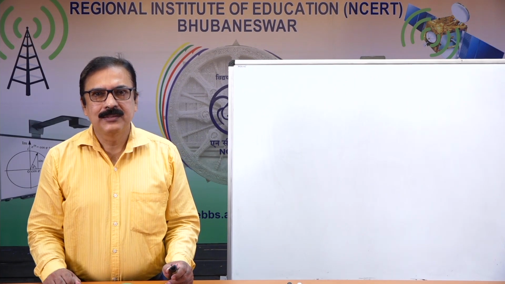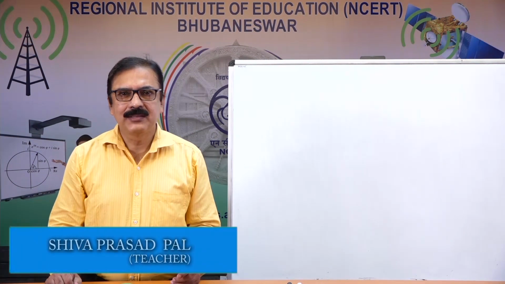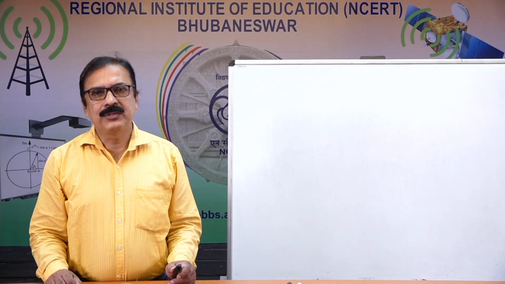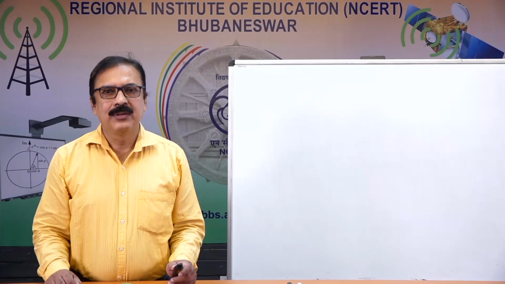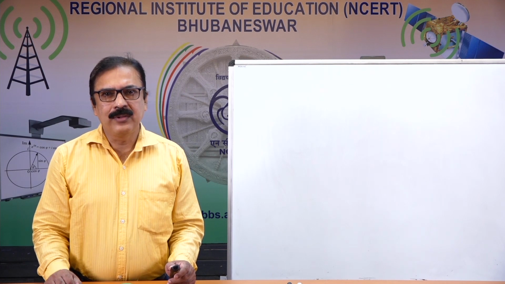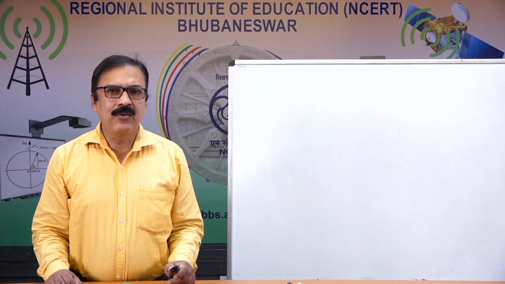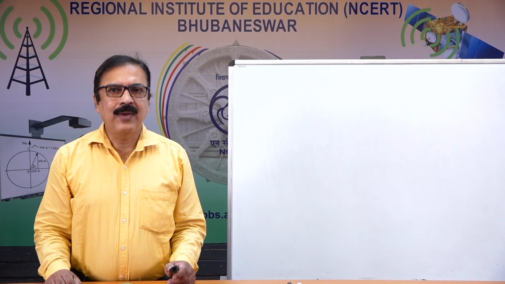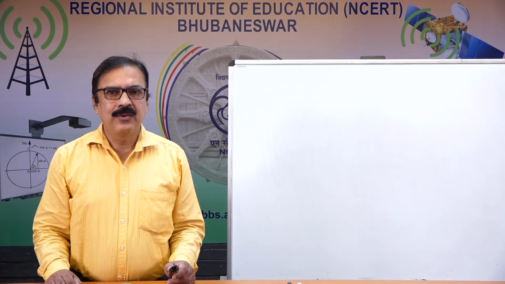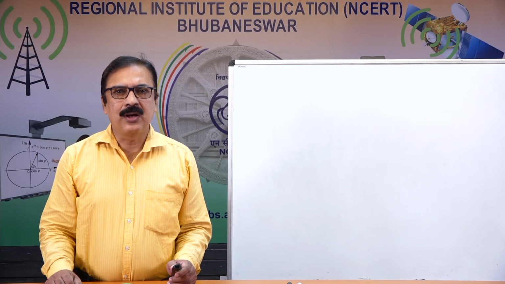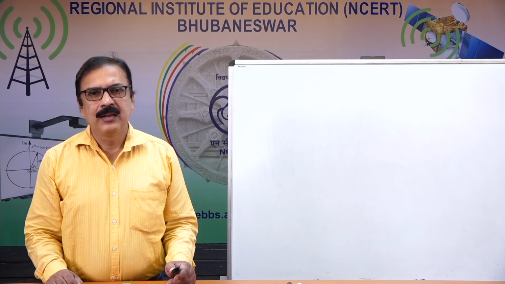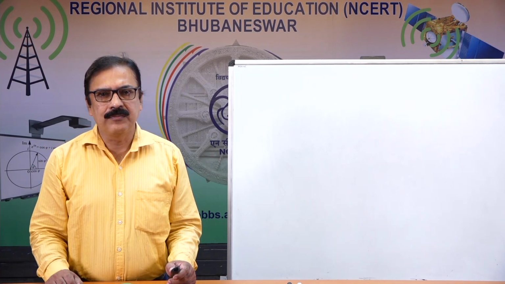Welcome students. In the previous class we studied the zeros of a polynomial. That means, for a polynomial in one variable, for which value of the variable the value of the polynomial is 0. Now we will discuss some more things about polynomials. Here it is the remainder theorem.